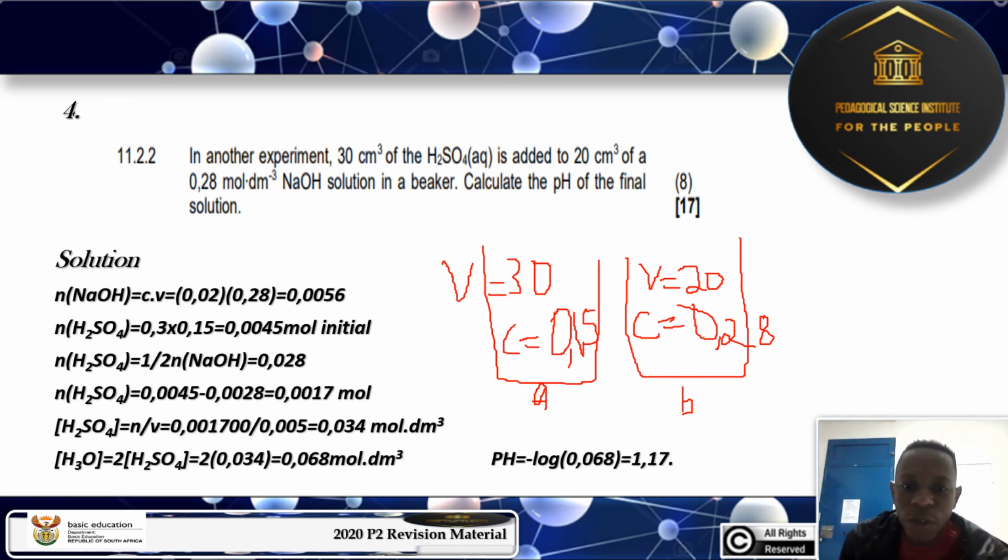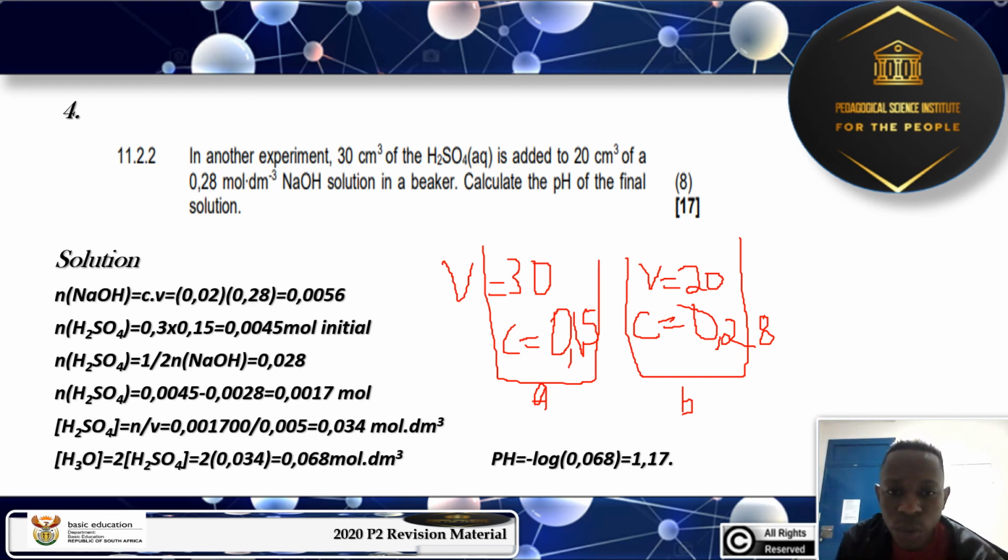The concentration for sulfuric acid was 0.15 at first, meaning the initial sulfuric acid was mixed with this base, you see. So now we need to calculate the initial number of mole of sulfuric acid before it reacted. They are saying it has a volume of 30. Remember, the concentration doesn't change. It remains the same.